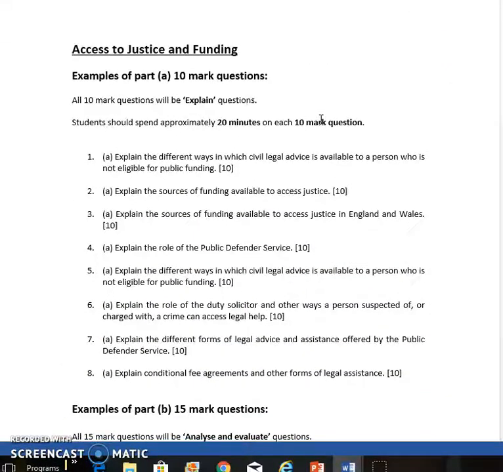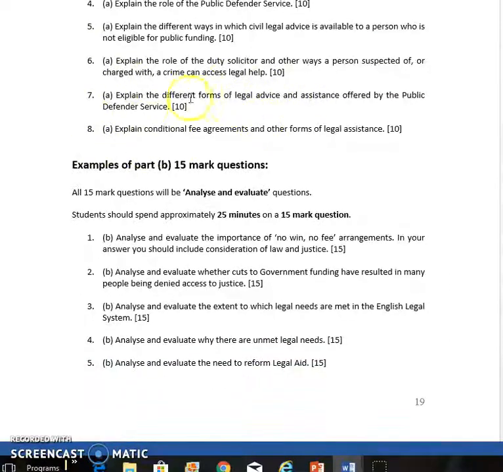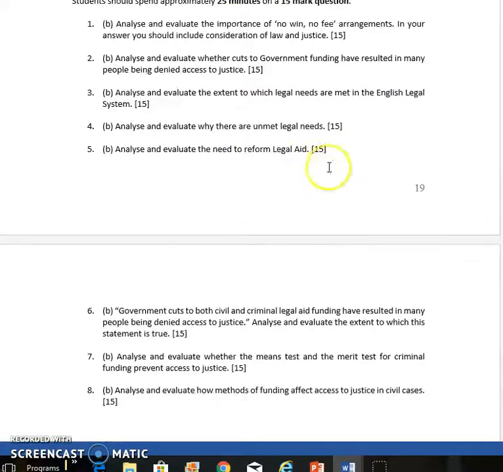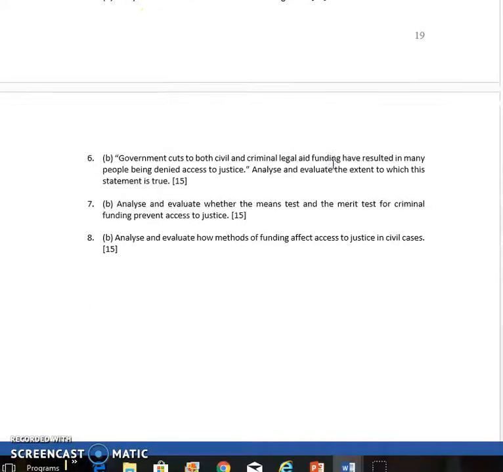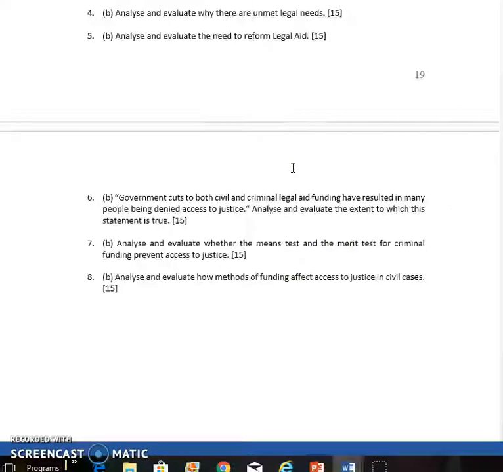And your last topic here on section B is on access to justice and funding. So your 10 mark question might be to explain the sources of funding available, or explain conditional fee agreements, whereas your part B, your analyse and evaluate, might be to analyse and evaluate the need to reform legal aid, or to analyse and evaluate how methods of funding affect access to justice in civil cases, for instance.